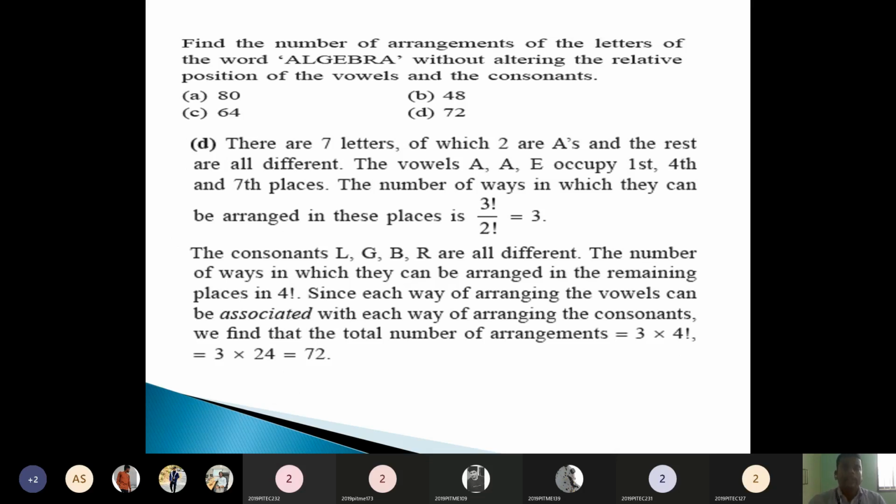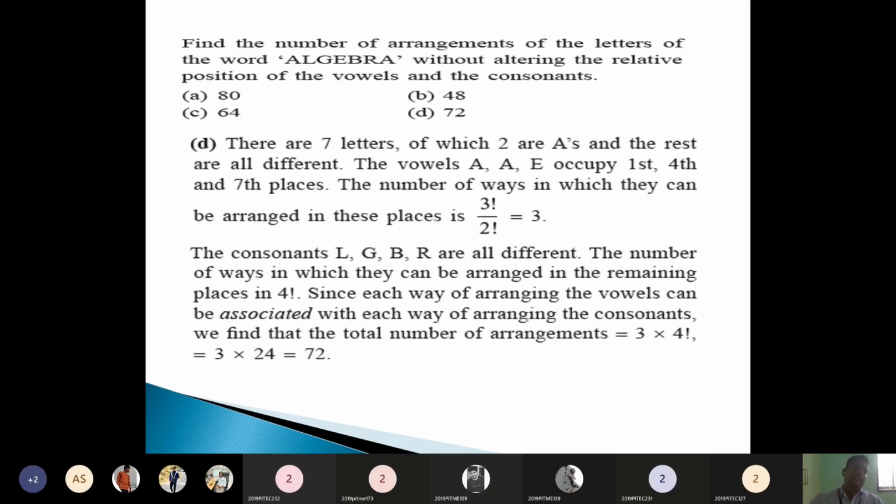Find the number of arrangements of the letters of the word ALGEBRA. These kinds of questions you can expect in placement interviews. Some of the companies may ask these kinds of questions. Find the number of arrangements of the letters of the word ALGEBRA without altering the relative position of the vowels and the consonants. The additional condition is that the vowels' positions should not change. Similarly, the consonants' positions also should not change. So how many such ways can you arrange it?